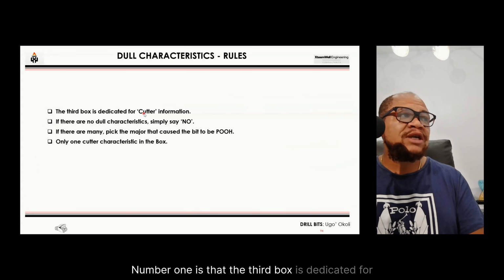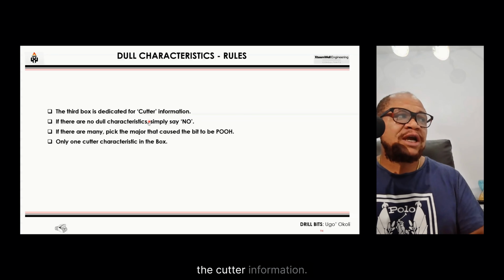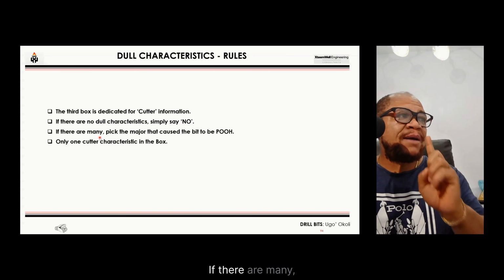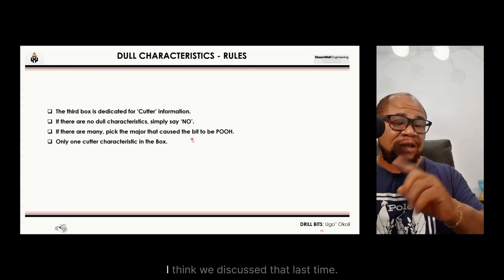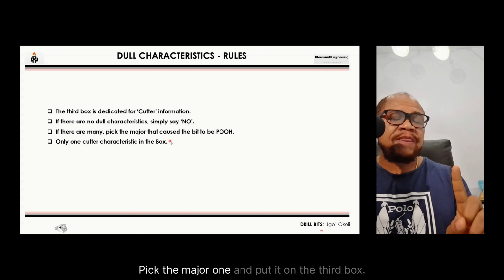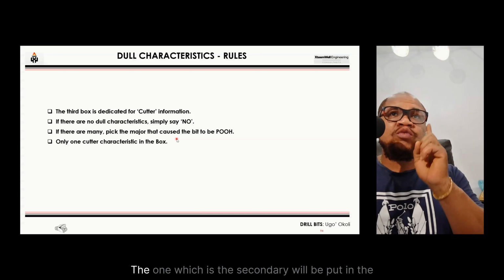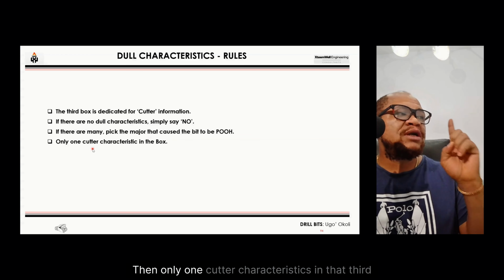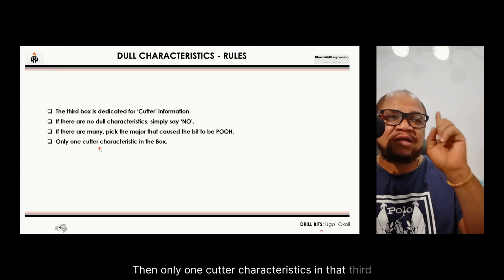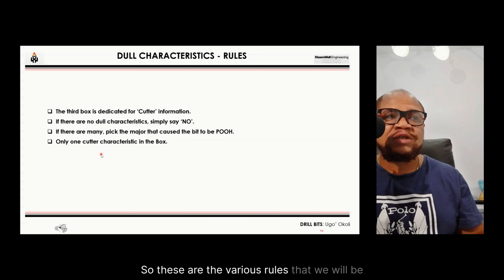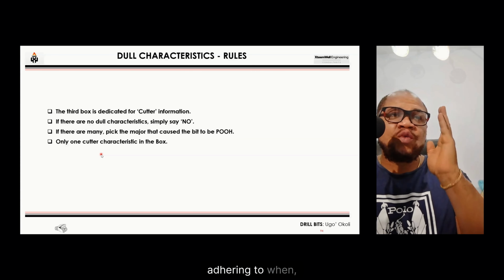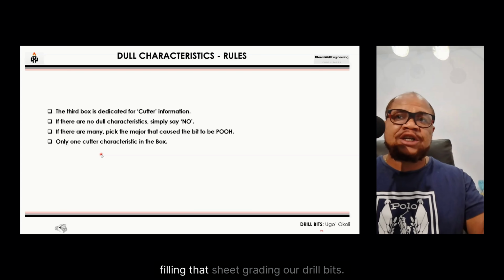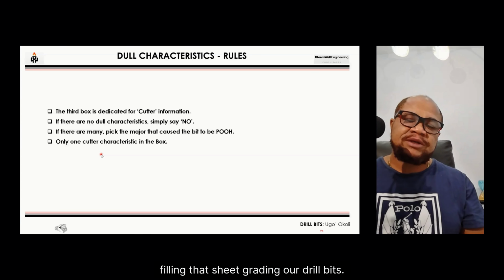Number one is that the third box is dedicated to the cutter information. If there are no dull characteristics, we simply say no. If there are many, pick the major one. Well, I think we discussed that last time. Pick the major one and put it in the third box. The one which is secondary will be put in the seventh box. Then only one cutter characteristic in that third box. So these are the various rules we will be adhering to when filling that sheet, when grading our drill bits.